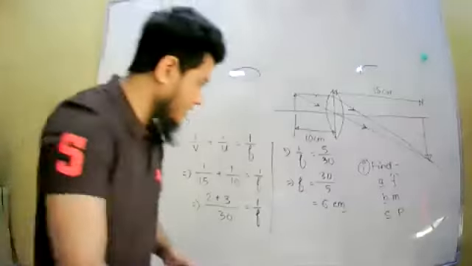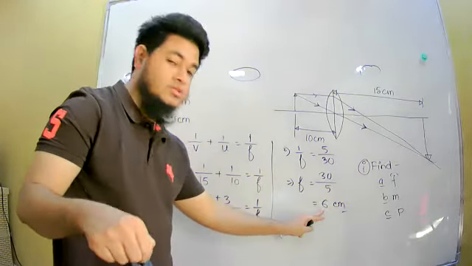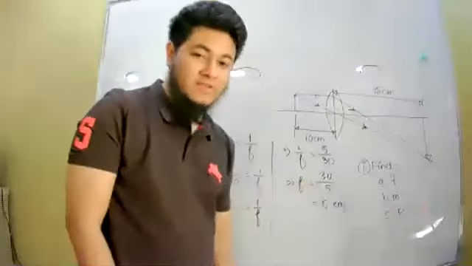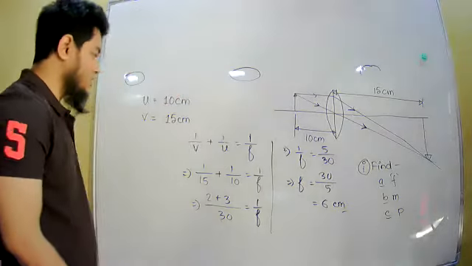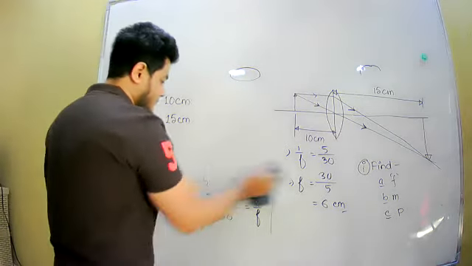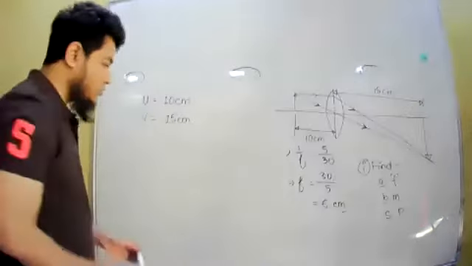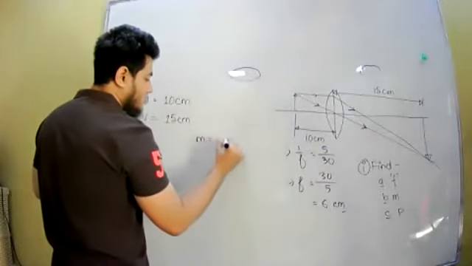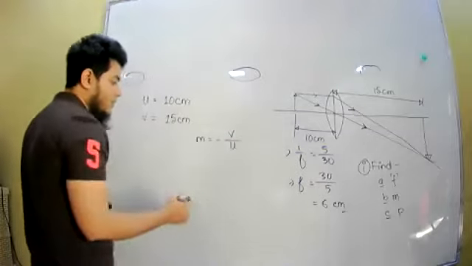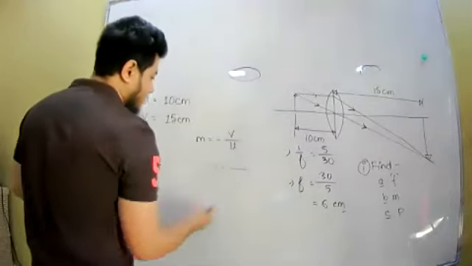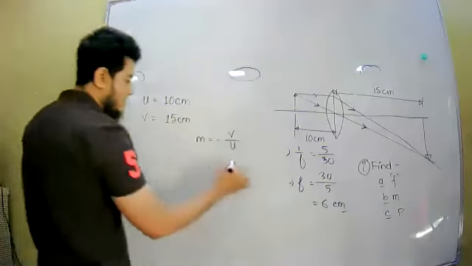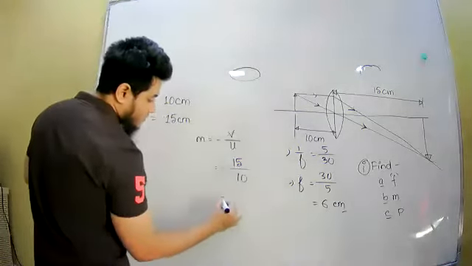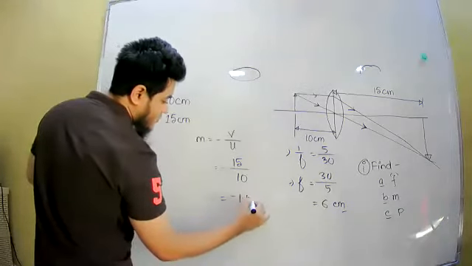Okay. F is equal to 6 centimeter. The focal length is positive, as we guessed, it is 6 centimeter. Now we will calculate the magnification. Okay, magnification, how we can calculate? M is equal to minus V by U. So we will simply put the value V, it will be 15, and U, it is 10. So the magnification is minus 1.5.